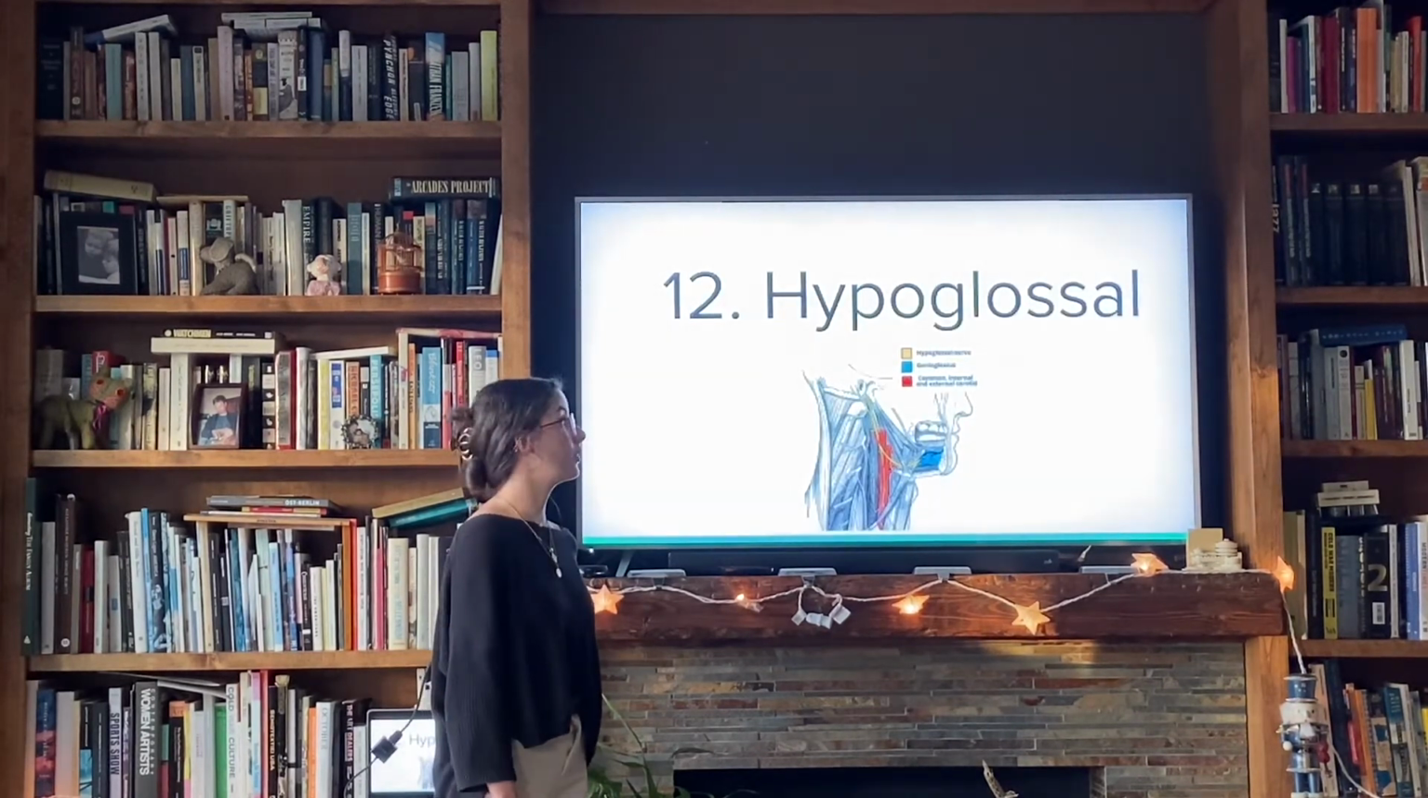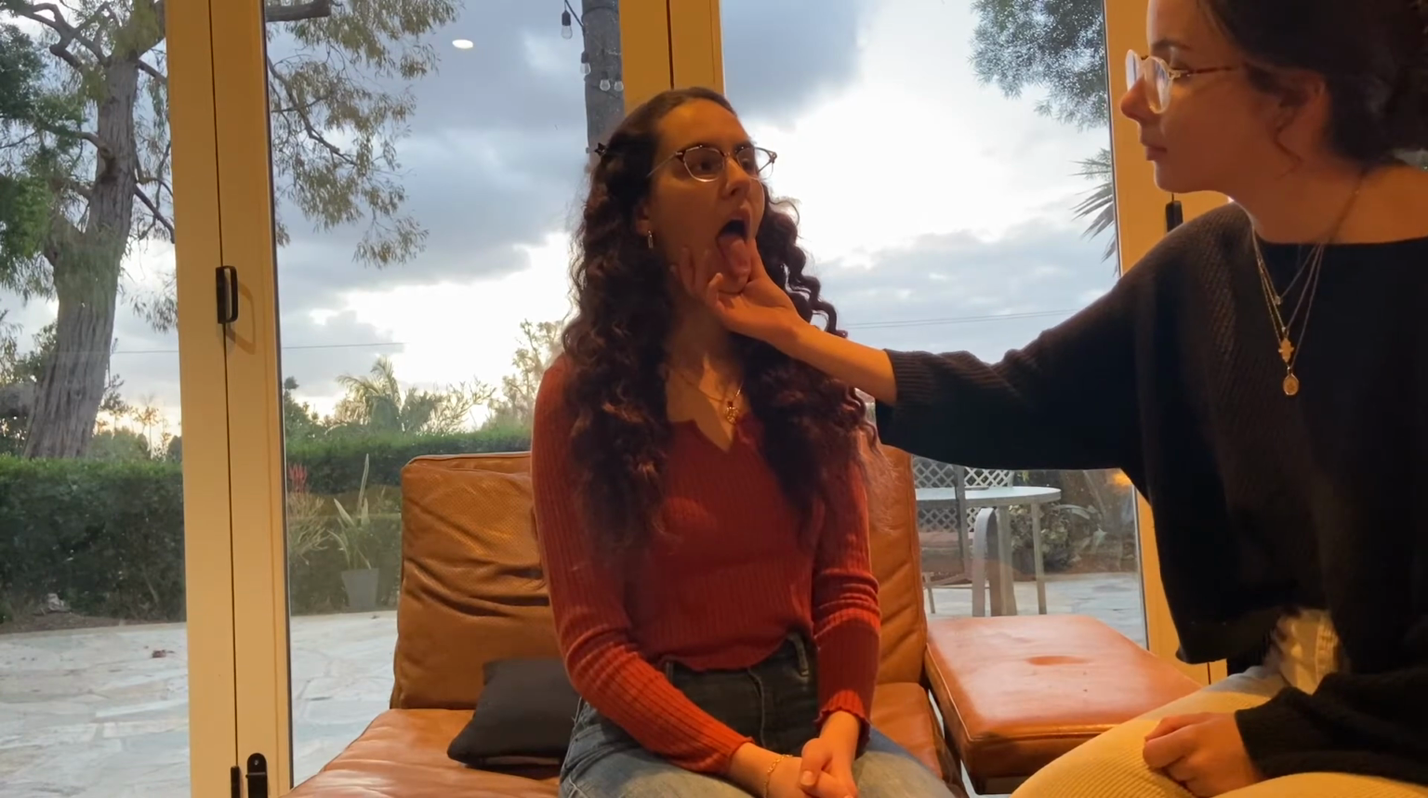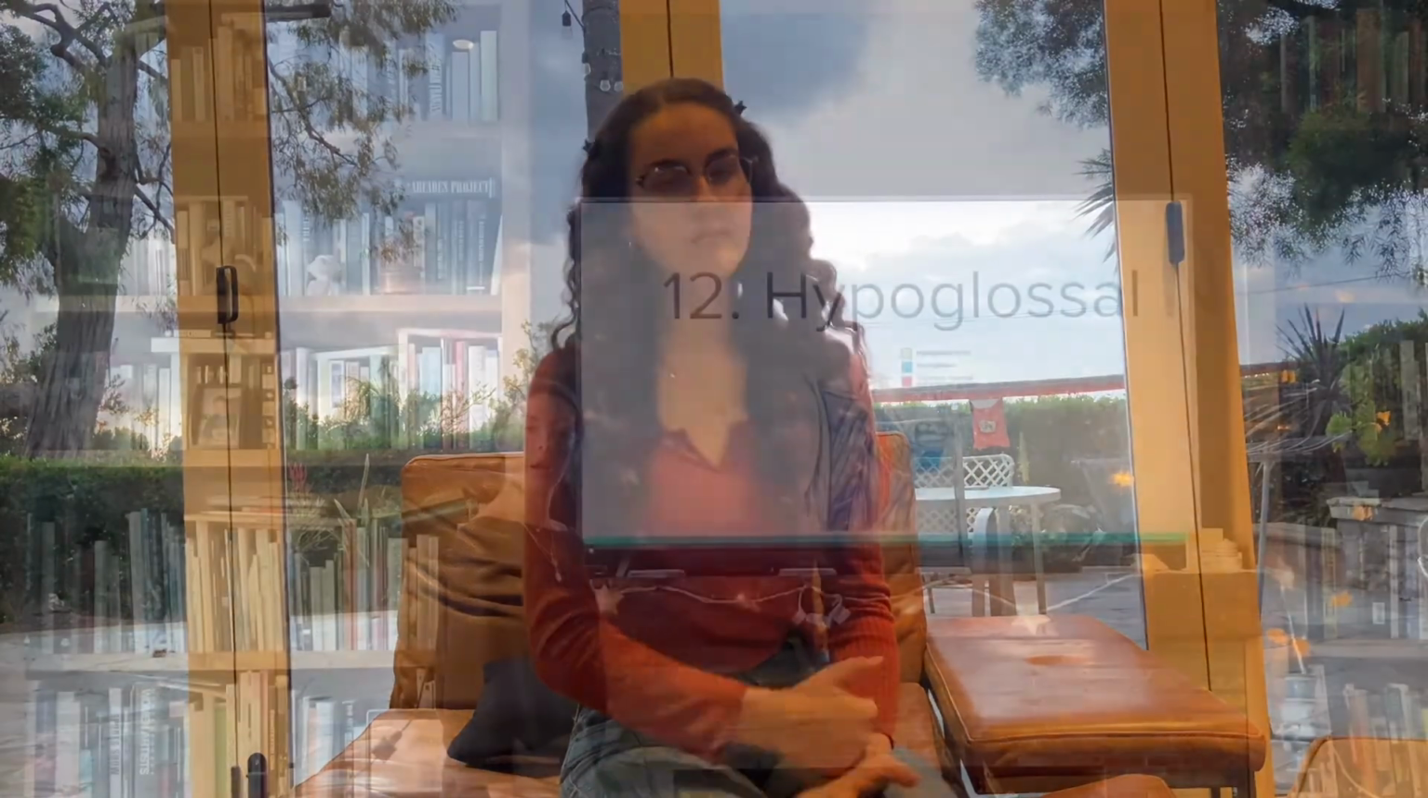Cranial nerve 12, hypoglossal. And now to examine cranial nerve 12, I will ask that you open your mouth and extend your tongue all the way. We see that there's no weakness and the patient is able to fully extend their tongue. Hypoglossal.